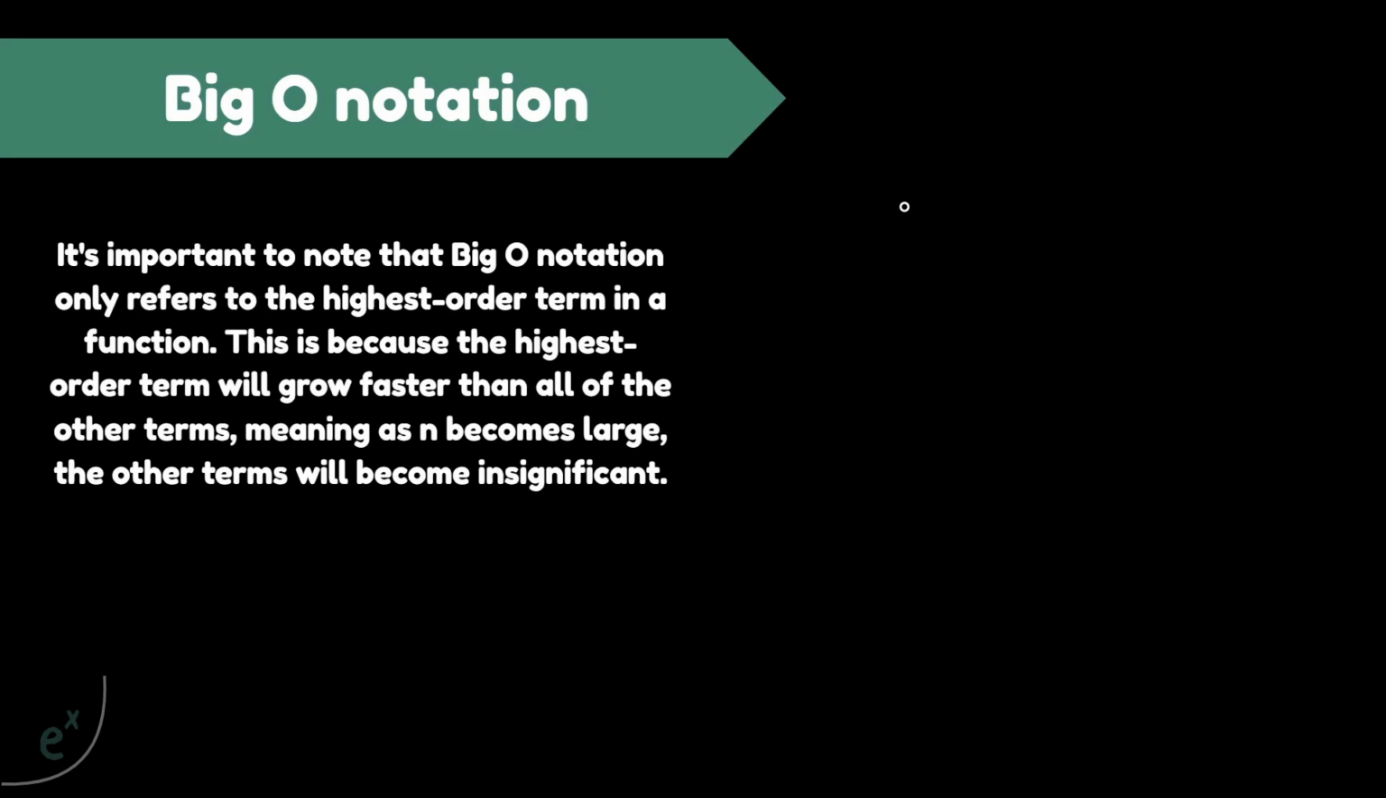It's important to note that Big O notation only refers to the highest order term in a function. This is because the highest order term will grow faster than all of the other terms, meaning as n becomes large, the other terms will become insignificant. To demonstrate this, let's take a function with order 3n squared plus 5n plus 9. Here, 3n squared is our highest order term.